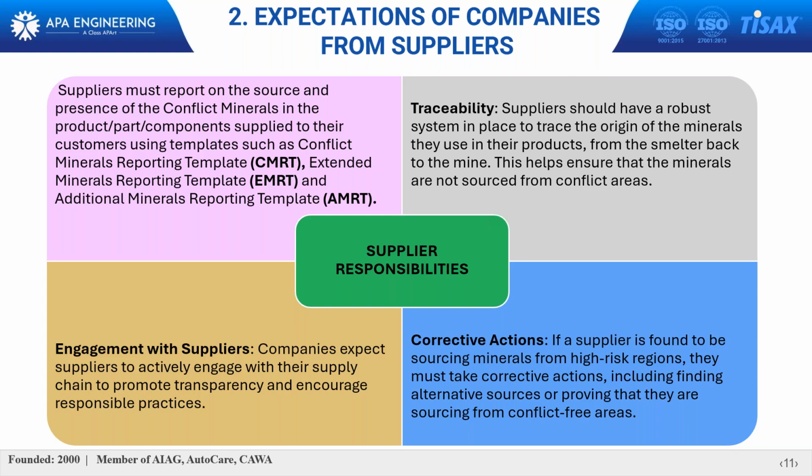Next is corrective action. If a supplier is found to be sourcing from a high-risk region, they must take corrective measures. This includes finding alternative smelters, conflict-free sources, or validating the materials they are sourcing through recognized standards.